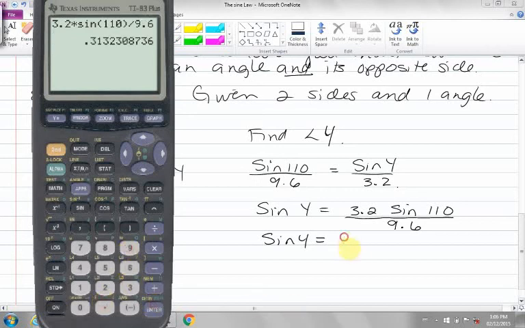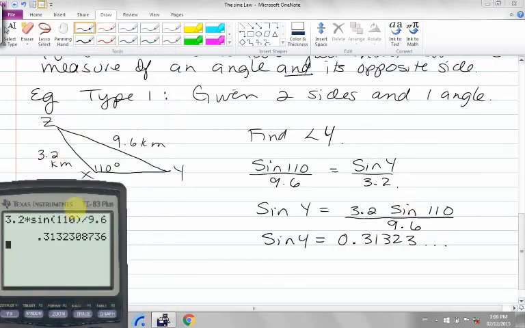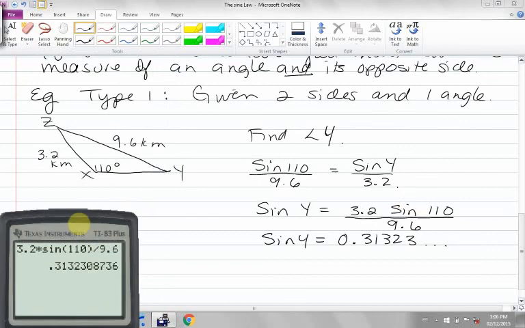So we get 0.31323, and so on. I'm going to leave it in my calculator. Now, is that a reasonable answer? No. Why? Okay, but that's not y, that's sine y. Did I say this is angle y? No, I said this was sine y. We're looking for angle y, so we're not done.